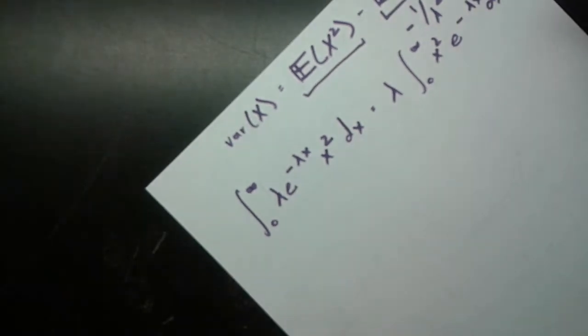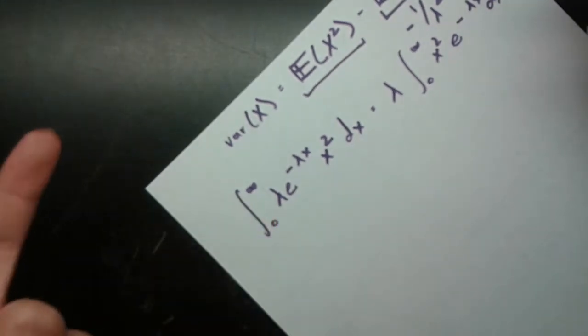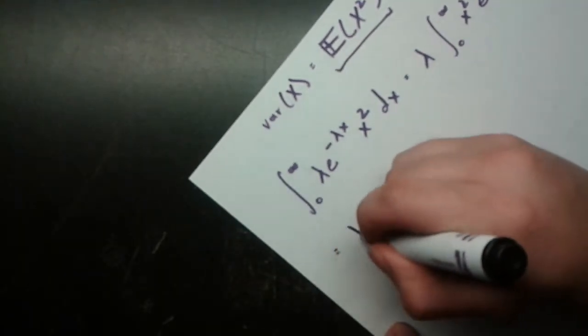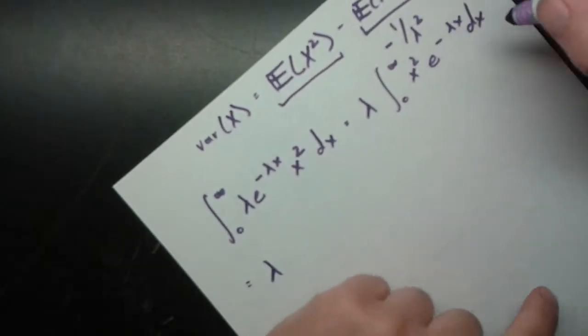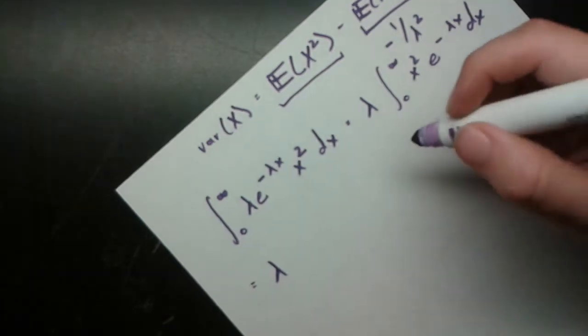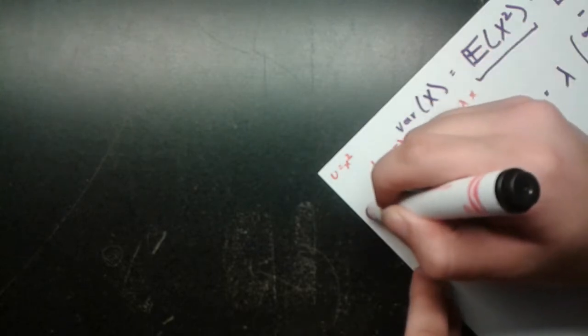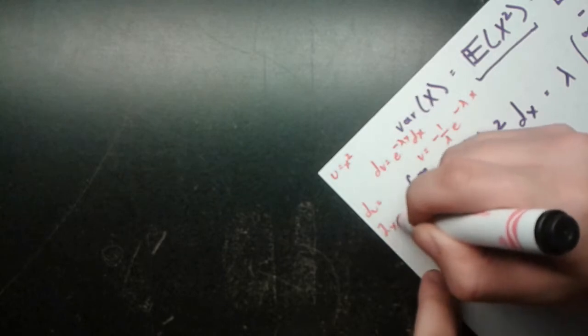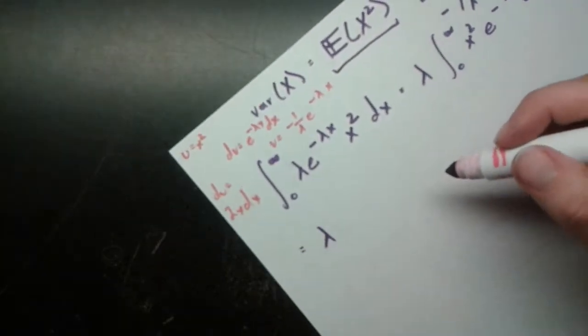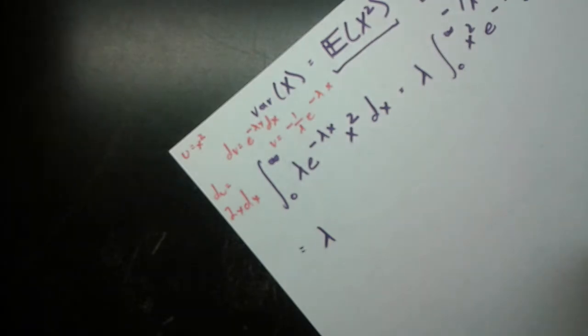Now I say painlessly because a lot of the work is done for us. We have to do the first step, and we know the integral that will come out of that. So this is equal to lambda, and then what we're going to use is our integration by parts. We'll say u equals x squared. We'll say dv equals e to the minus lambda x dx, just like it was before. So we get v equals negative 1 over lambda e to the minus lambda x, and we get du equals 2x dx.